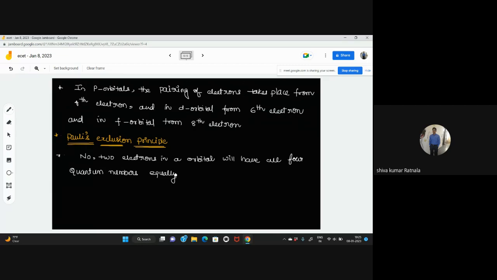For example, if I'm taking 4s2, there are two electrons in the 4s orbital. Let me take this as the first electron and this as the second electron. For both electrons, I am writing the n value, l value, m value, and s value. Both are present in the fourth shell, so the n value will remain 4, and here also the n value will be 4 because both electrons are in the same shell, right?